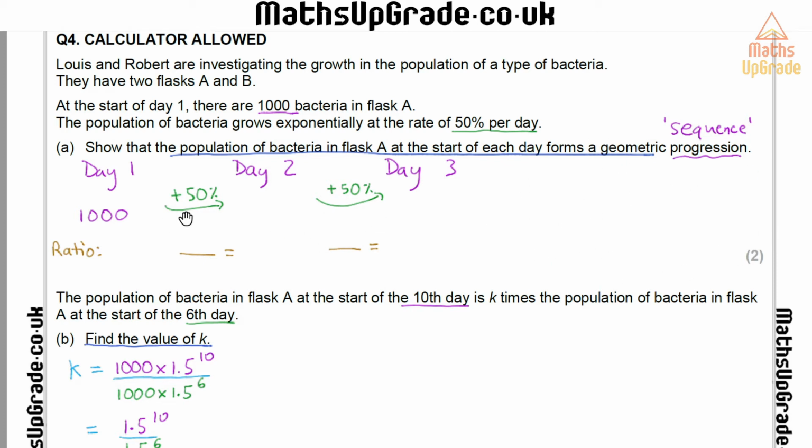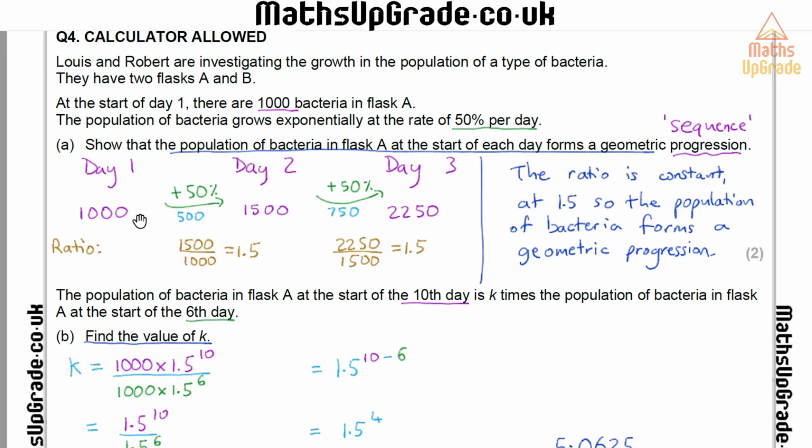That's 2 marks. So in day 1 we're told there's 1,000 bacteria. That increases by 50%. So 50% of 1,000 is 500. So that's 500 there. So in day 2 there's going to be 1,500. Now 50% of 1,500 is 750. So if I add 750, I get 2,250. So that's increasing by 50%, increasing by a half every day.